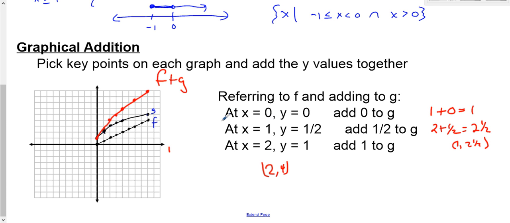So if I had to subtract, I would do the same thing and say, okay, at f I'm at 2. I go up here and I have to subtract 2, 1, 2. I would just go down 2 units. Okay, but you're affecting the y values and either adding them or subtracting them or whatever you need to do.